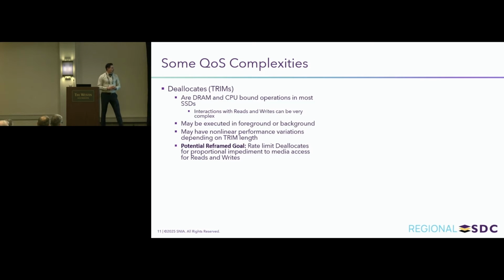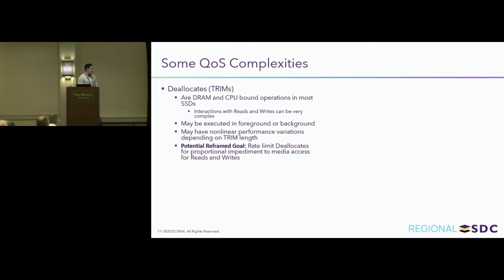As we move into other complexities, I think deallocates are the number one complexity in my mind. We look at that and we see that most deallocates are DRAM or CPU-bound operations, and their interactions with reads and writes can be very complex. What's the length of the ranges that you're using for deallocates? How many are you sending at the same time? That kind of thing. Are you implementing these trims in a foreground or a background implementation? Very nonlinear interactions, I think.